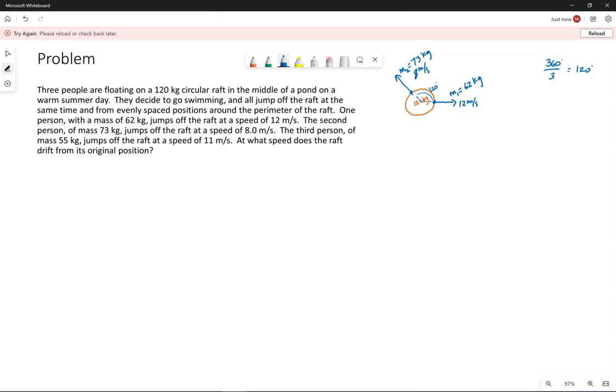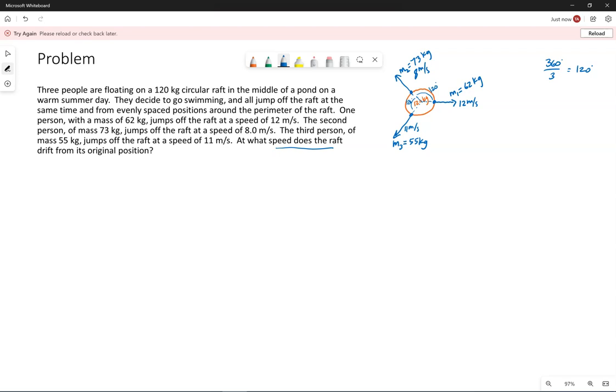The third person, so again, another 120 degrees. The third person, mass 55 kilograms, jumps off at 11 meters per second. We want to know the speed of the raft. So at what speed does the raft drift from its original position?